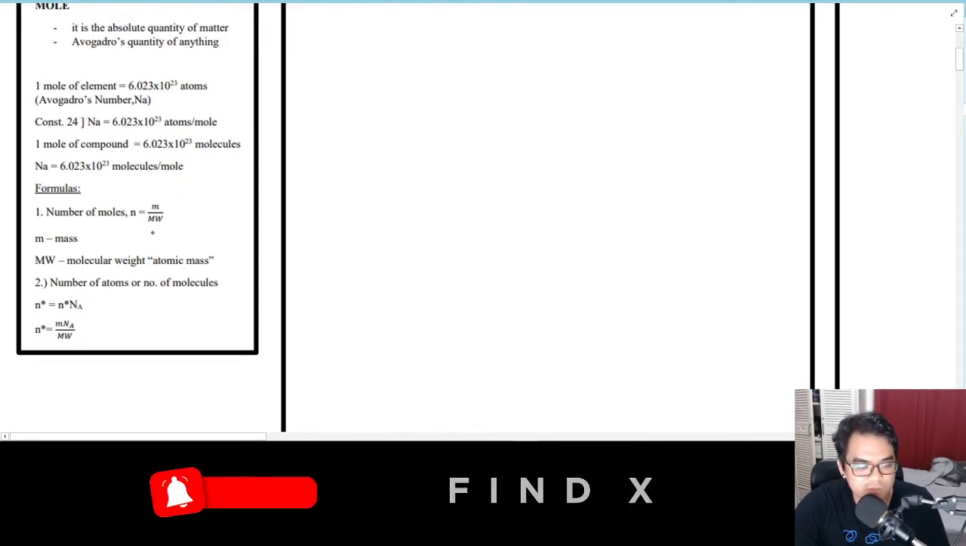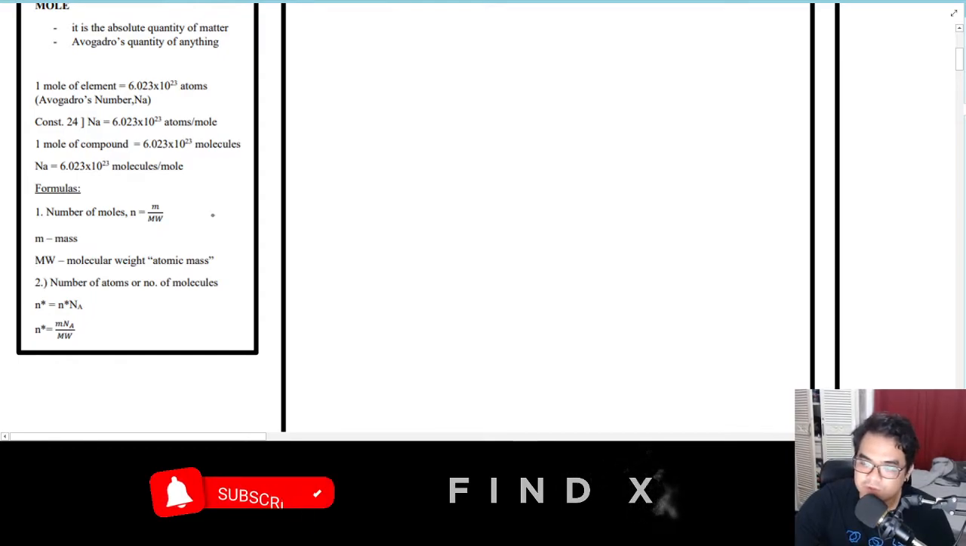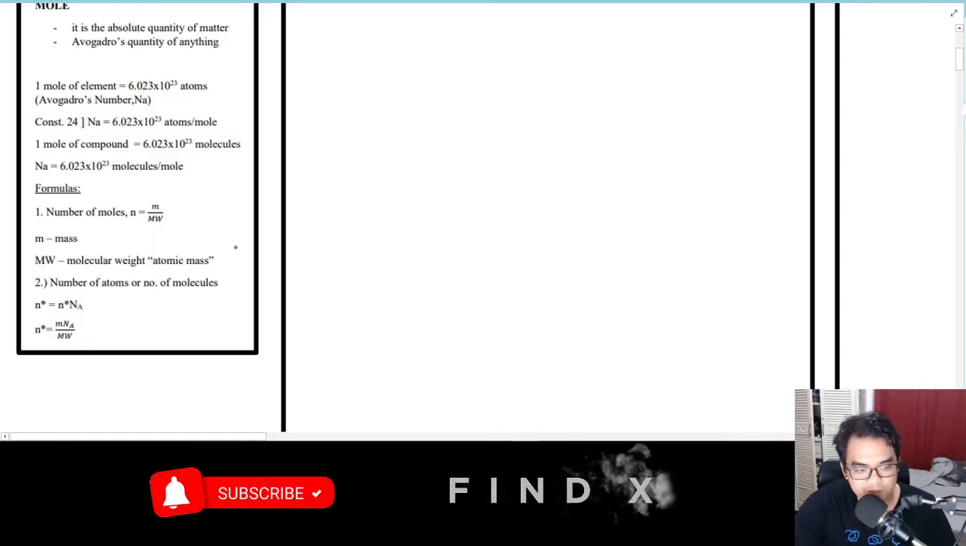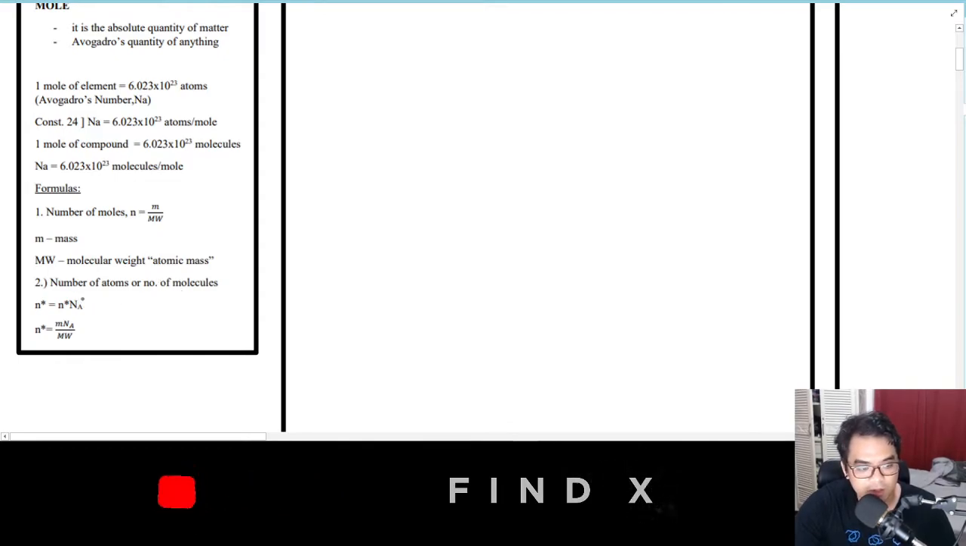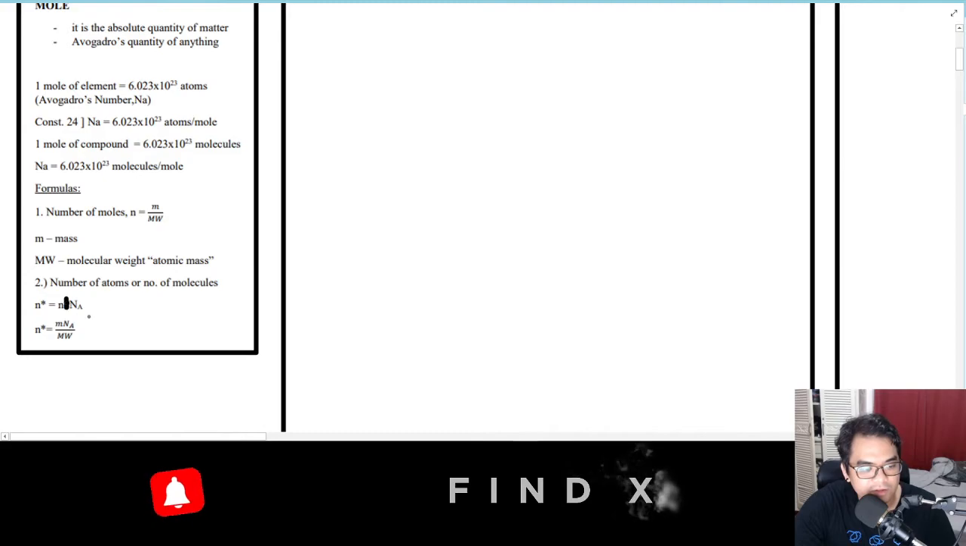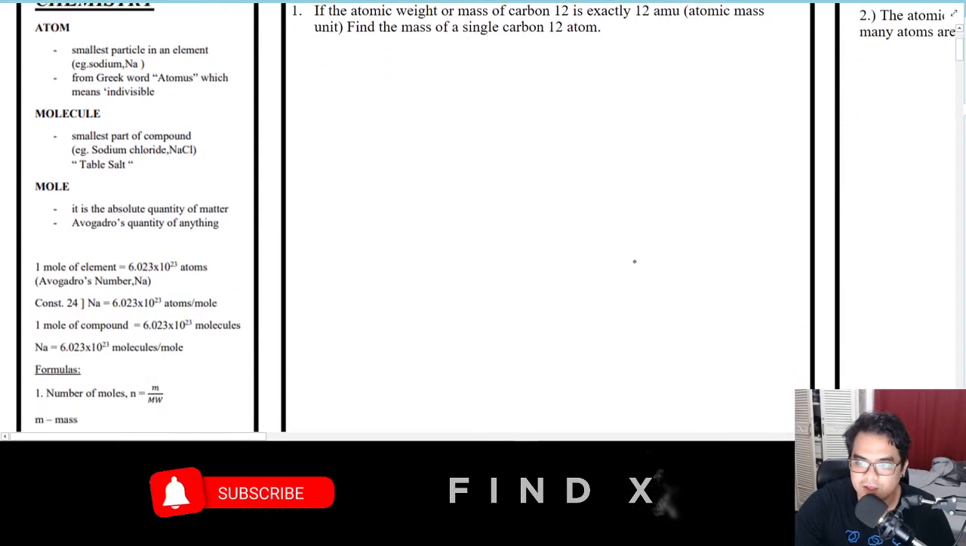So we have now the formulas. The number of moles, n, is equal to m over molecular weight. I think you already know this if you watch my videos in thermodynamics. So n, the number of moles, is equal to the mass over molecular weight, which is also sometimes called atomic mass. And then we have the number of atoms or number of molecules, N, which is equal to n times Na, the Avogadro's number. So replacing n, that will give you m times Na all over molecular weight. So with that, let's move on to the first problem.